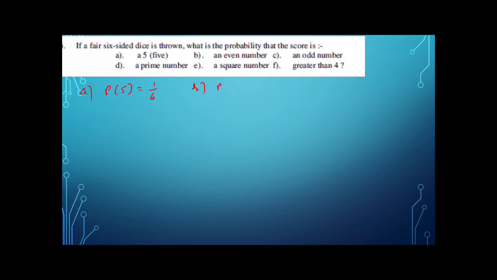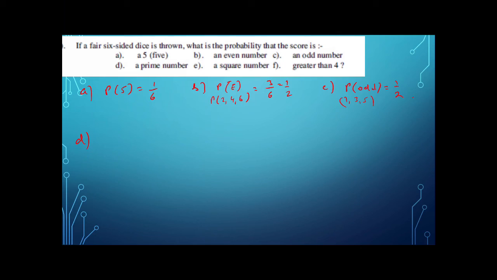Now the probability of an even number, well, the probability of an even number is the probability of getting a 2, a 4 and a 6. That is, 3 of the faces are even out of a possible 6, so that's 3/6, which is a half. The probability of an odd number, that's going to be 1, 3 and 5. Again, that is 1/2.